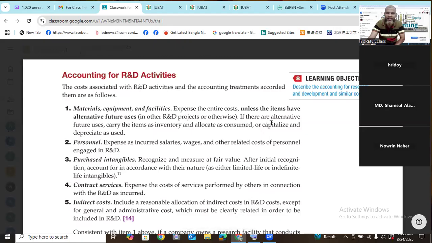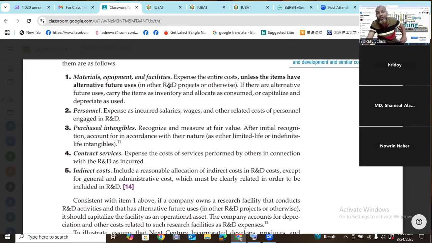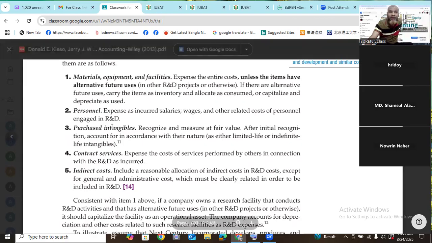If there are alternative future uses, carry the item as inventory or allocate as consumed, or capitalize and depreciate as used. Unless the item has an alternative future use, you treat it like an asset and depreciate it; otherwise you expense the entire cost. Now personnel, meaning employees or labor: expense as incurred the salaries, wages, and other related costs of personnel engaged in research. So you expense them as wages or other types of salary.